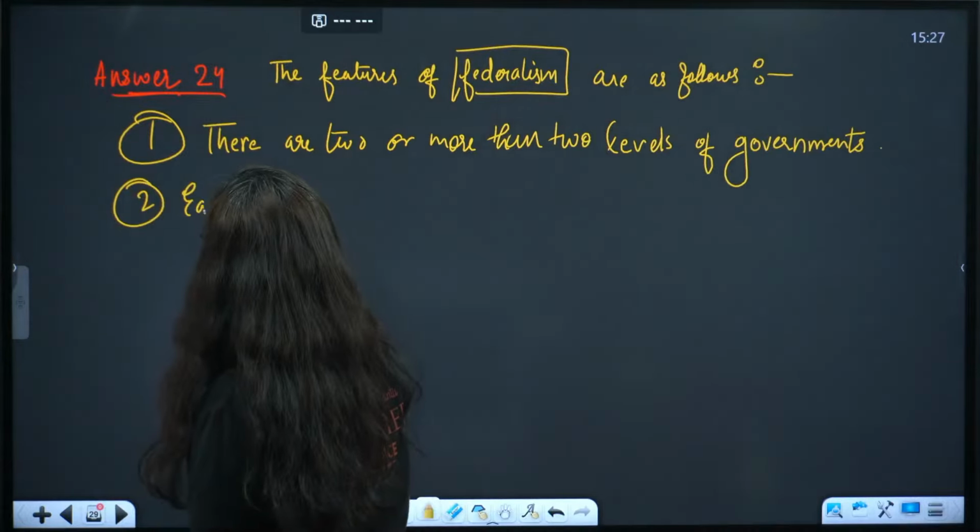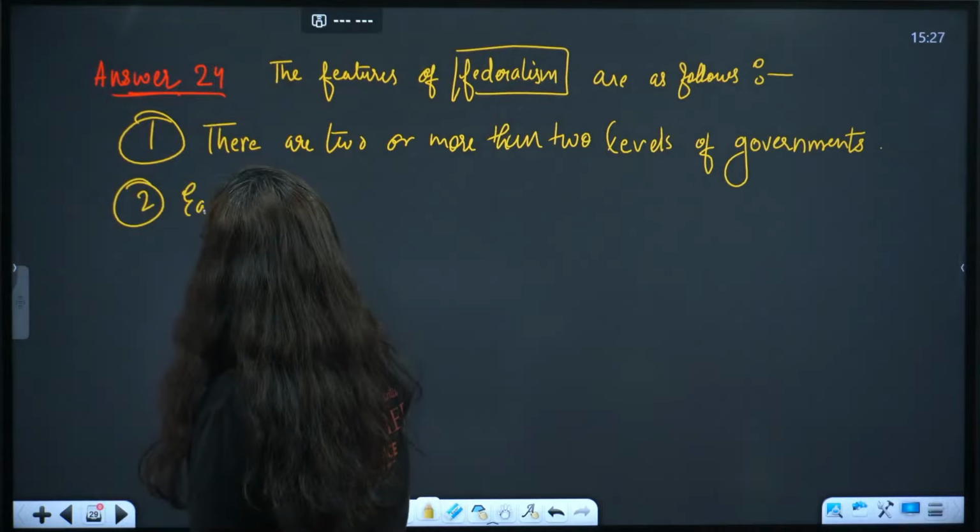Yes, so there are 2 or more than 2 levels of government. Each level of government governs the same citizen. Pay attention. Governs the same citizen, but have what, my dear students? But have different jurisdiction. Jurisdiction means the area where they are working, and the type of work they are doing.